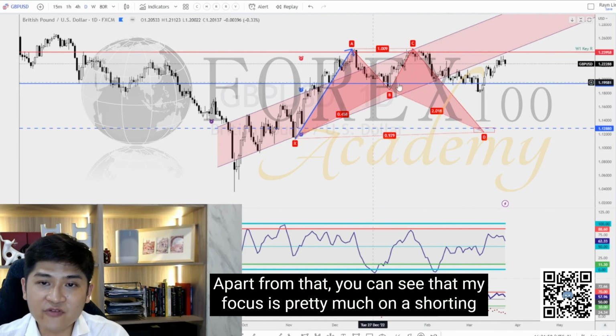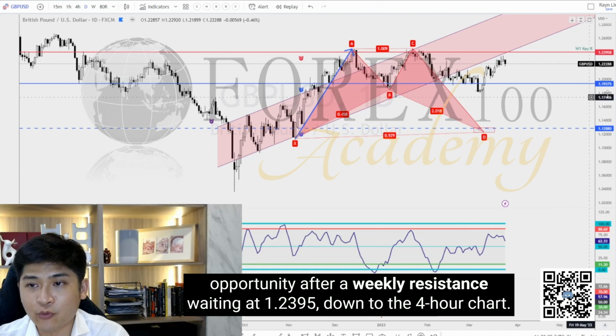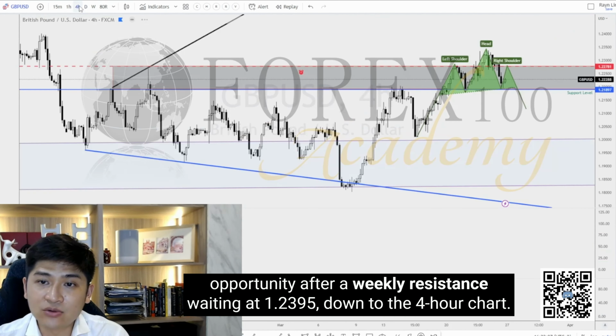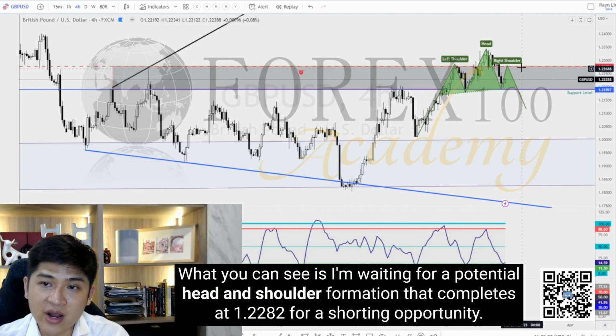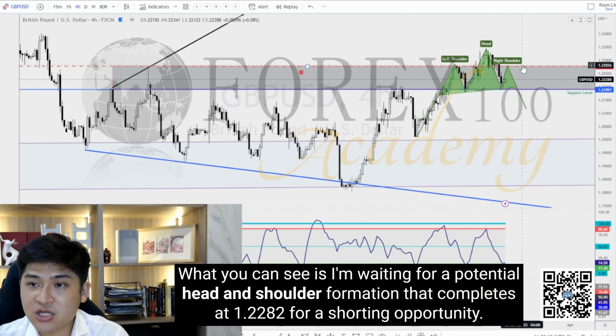So apart from that, you can see that my focus is pretty much on the shorting opportunity. I have a weekly resistance waiting at 1.2395. Down to the 4-hour chart, what you can see is I'm waiting for a potential head and shoulder formation that completes at 1.2282 for a shorting opportunity.